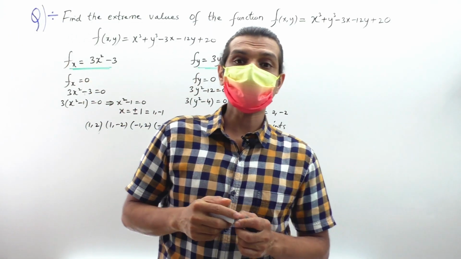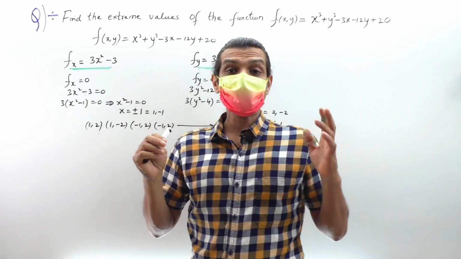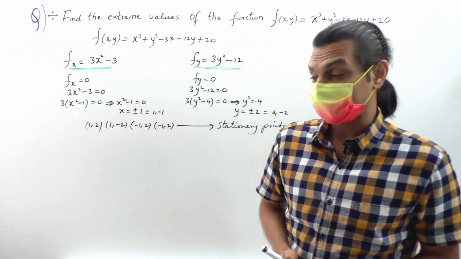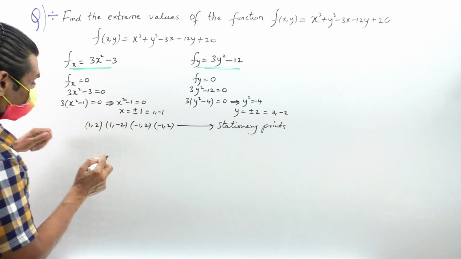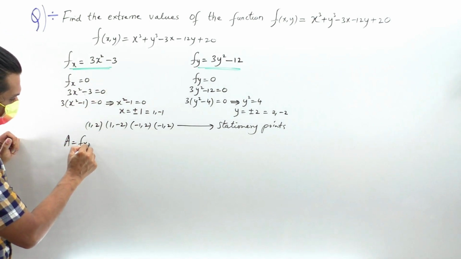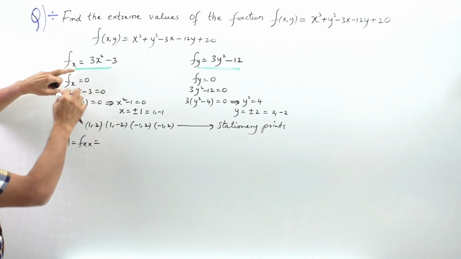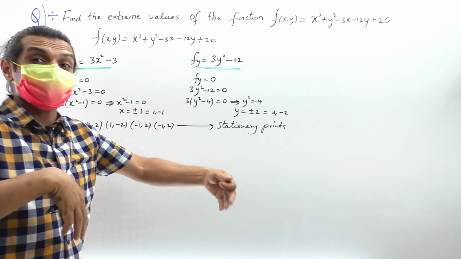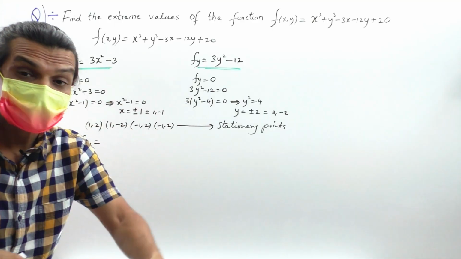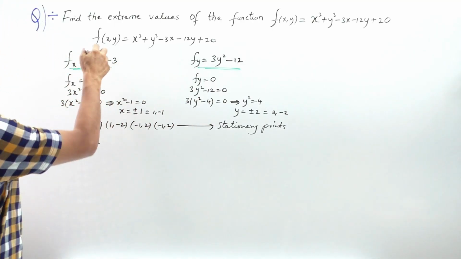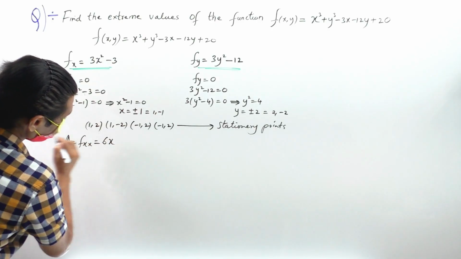Next, what is the procedure? We need to find the conditions. To find a condition, we need to find the values of A, B and C. So, what is A here? A is f double x, that is, fx underlined here, 3x square minus 6. Again, partially differentiate the same thing with respect to x. 3 is constant, differentiation of x square is 2x, 3 into 2x is 6x.